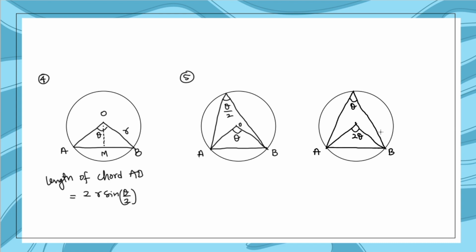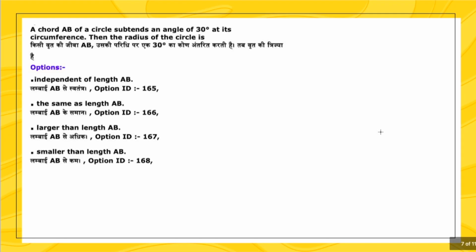Based upon these, you will be able to do most of the questions which are asked from circle and chord. Now let me take some questions and show you how to solve them based upon the properties which we have just seen. This was a question asked in the CSIR NET September 2022 exam. The question says that a chord AB of a circle subtends an angle of 30 degrees at its circumference, then the radius of the circle is.